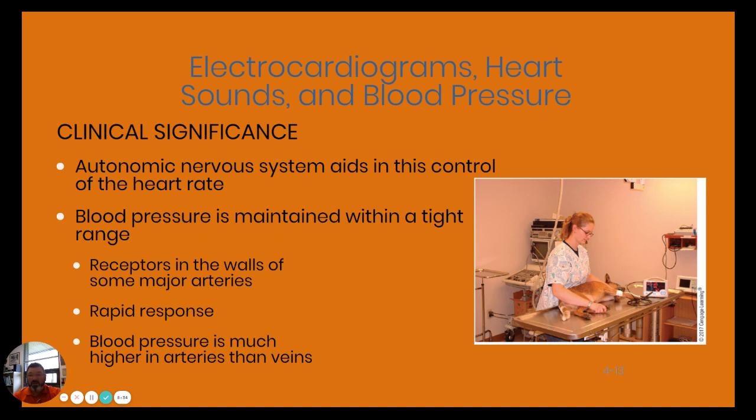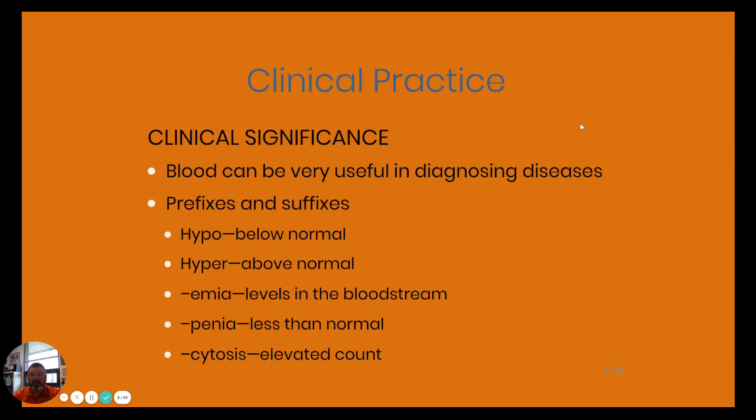So the autonomic nervous system aids in the control of heart rate, helping regulate how quickly or how slowly the heart will pump, and generally maintains that pressure within a pretty tight range. And whenever called upon to pump blood faster, that response is very, very rapid, to get blood moving quicker through the circulatory system.